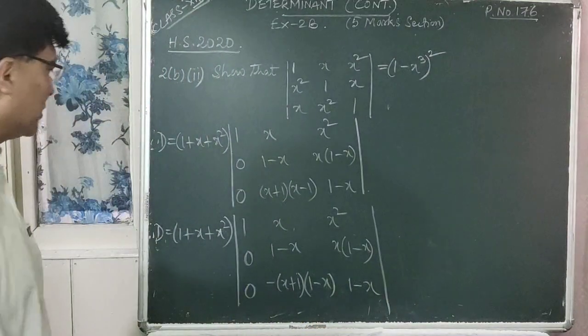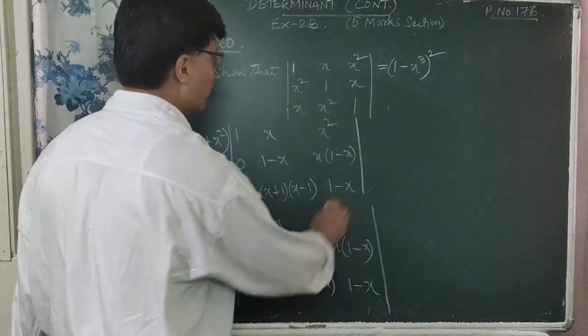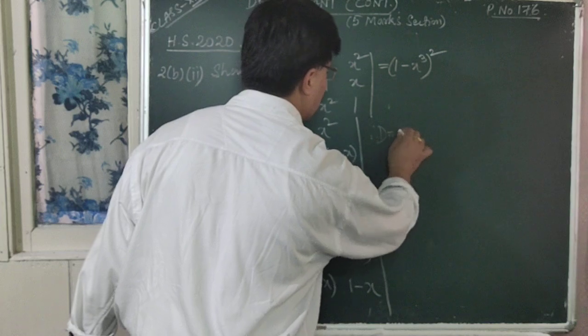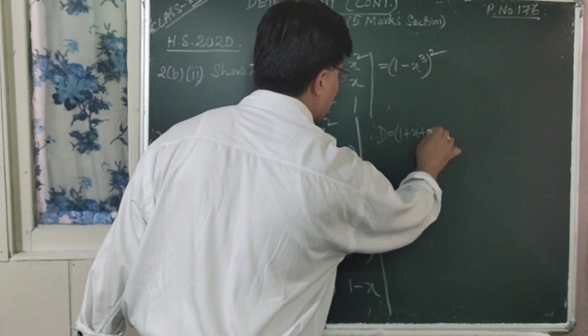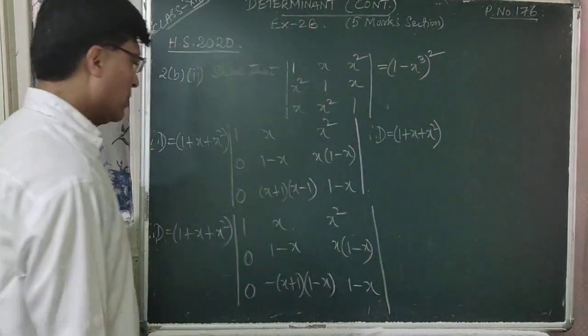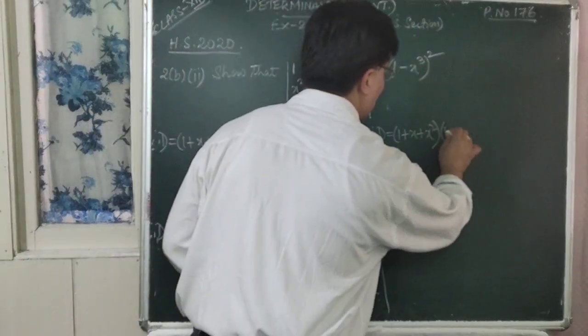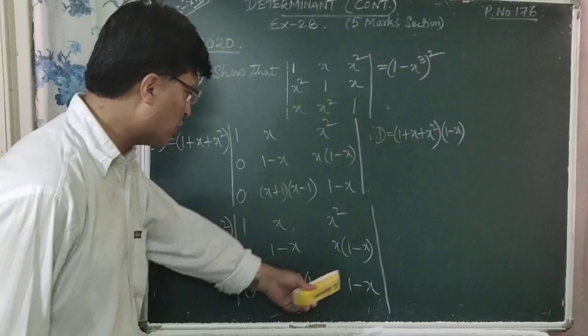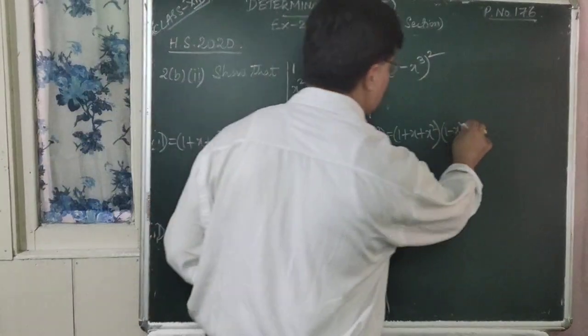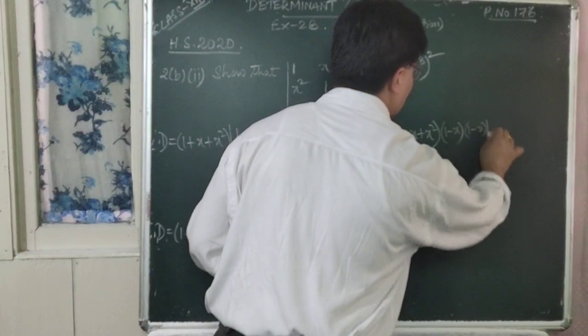So let us take common from the second row and the third row. Therefore D is equal to 1 plus x squared. From the second row, 1 minus x is common. And from the third row also, what is common there? 1 minus x. 1 minus x, right?